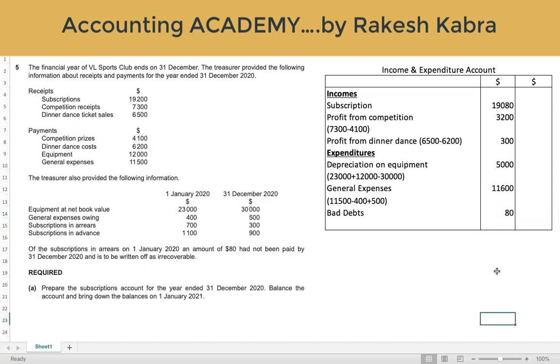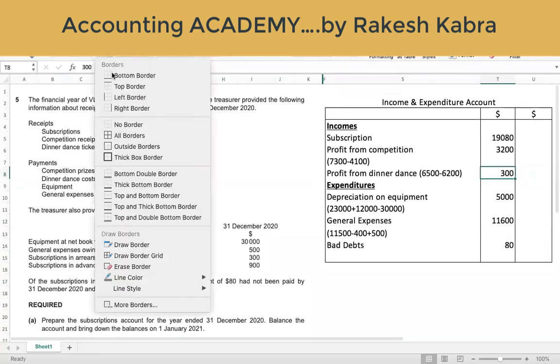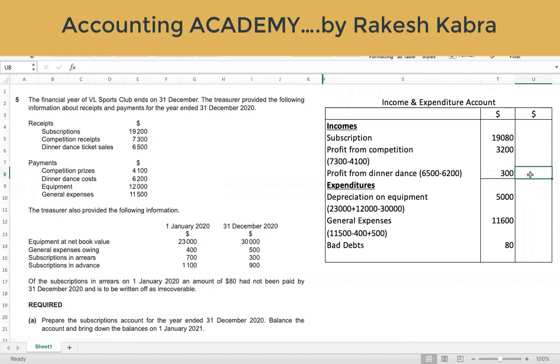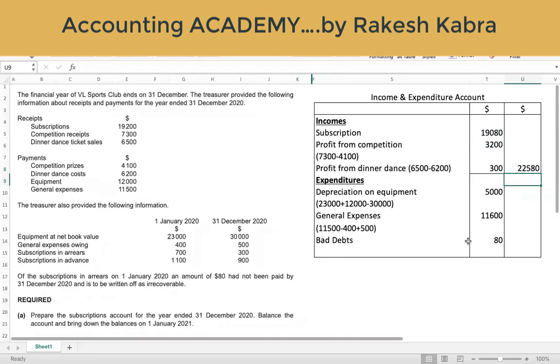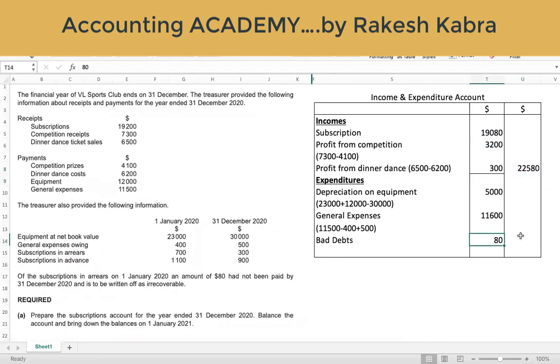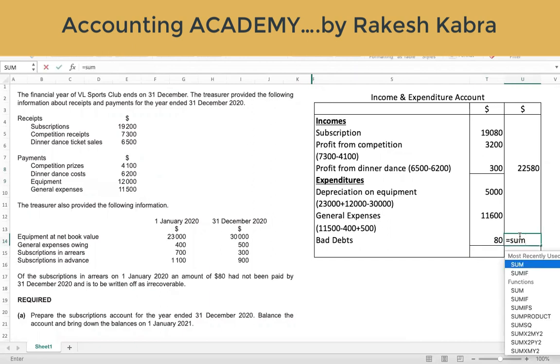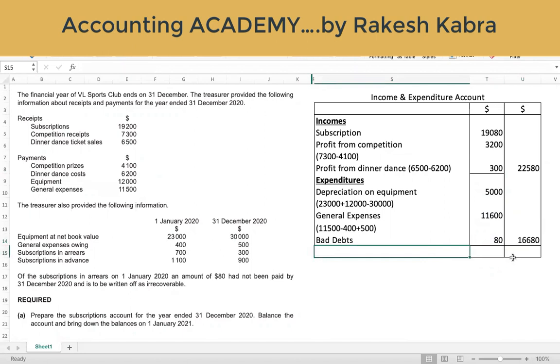Now I will make the total of incomes first. The total will be the sum of all these figures, this much. And now what is the total expenditure? Total expenditure will be the sum of all these three amounts, this much. Now let's see, is income more or expenditure? Income. So it's a surplus. The difference will be known as surplus. This is our surplus during this year. I hope you understood.